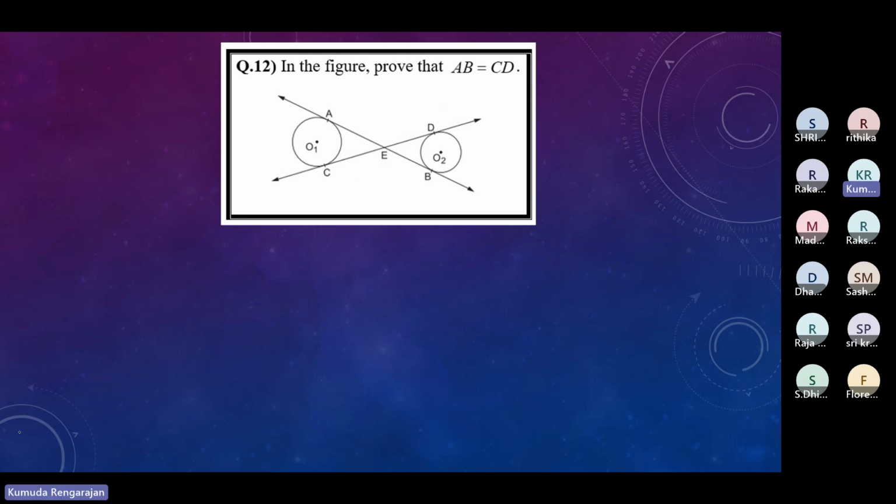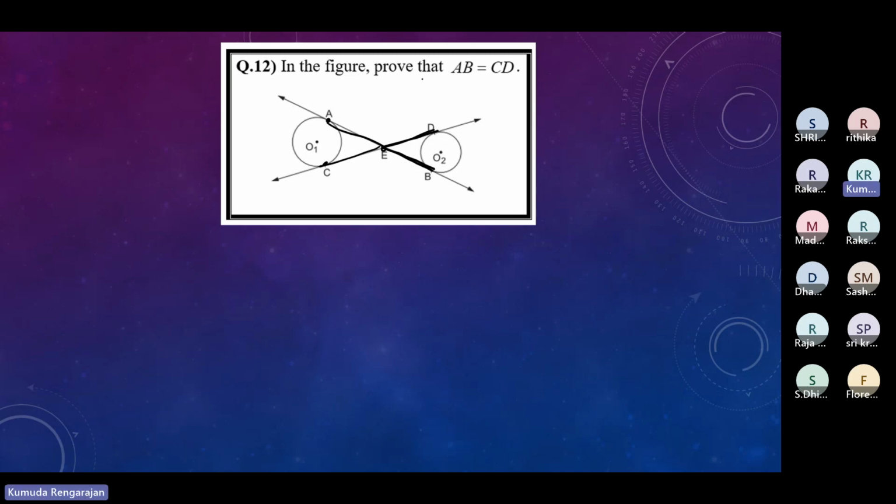Okay, so here we have to show that AB is equal to CD. You can see E is the external point. A and C are the points of contact. So EA is equal to EC. Similarly, here to the circle, ED is equal to EB.